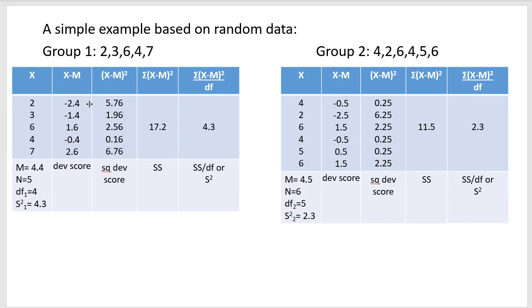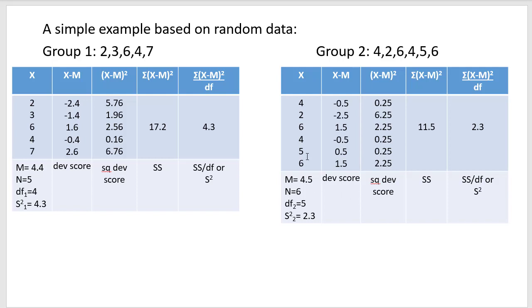In order to determine the estimated population variance, I plotted my raw scores. I found my mean of 4.4. I subtracted each from the mean. I squared them. I added them together to get my sum of squares. And then I divided by the degrees of freedom, or n-1, in order to get my estimated population variance. So for the first group, for males, we have a mean of 4.4, a number of 5, and degrees of freedom for group 1 is 4. The estimated population variance was 4.3.